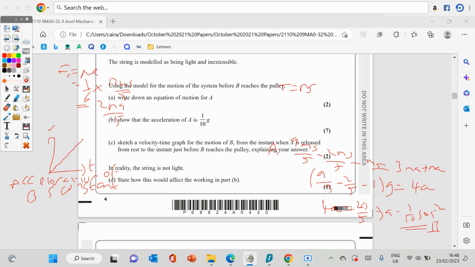In part D, it states that the string is not light, and asks how this would affect the working in part B. Well, if the string is not light, that will affect the tension. So the tension on A will be different to B. And that's how you would do part D.